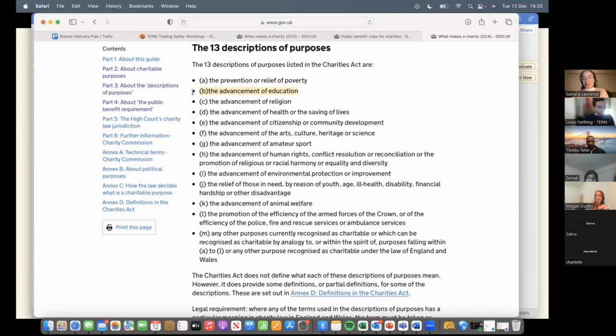Kay gave the example of selling books in a bookshop, or setting up a school or a nursery, which might be the advancement of education. I don't know if anyone wants to say what they think your charitable purpose might be in this group.